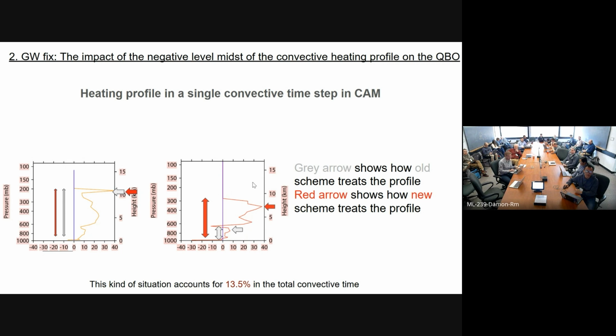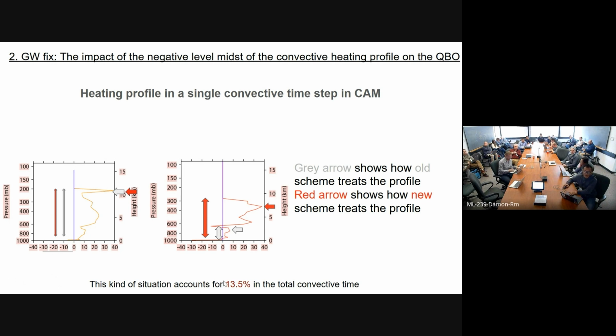This kind of situation became more frequent in the newest CAM. For example, this kind of thing can account for 13% of the total convective time. But I think in the previous or old version of CAM, this situation is very rare, so the gravity wave scheme can work very well.